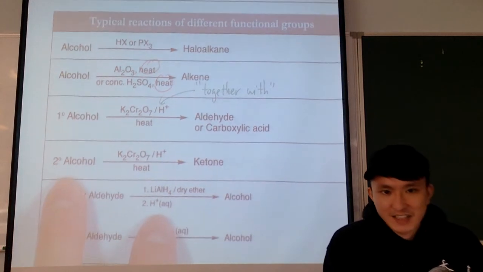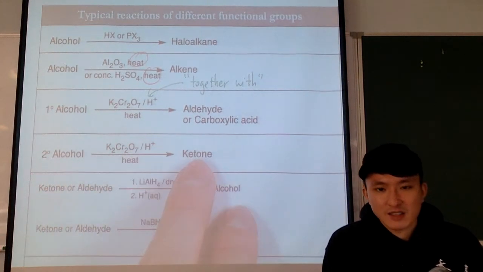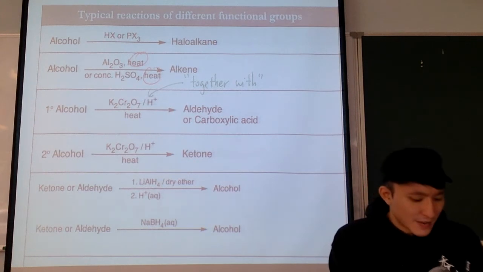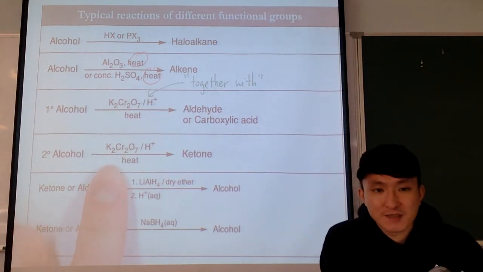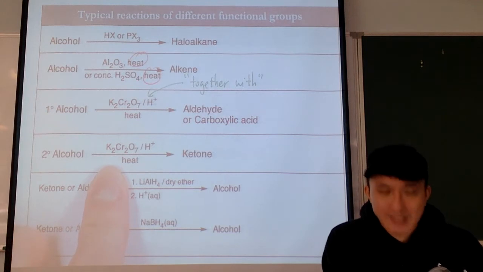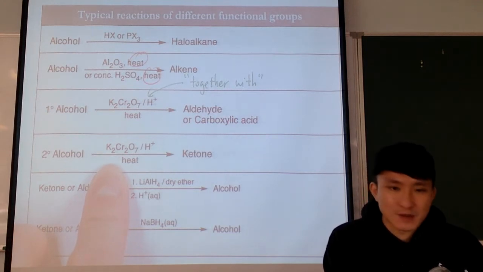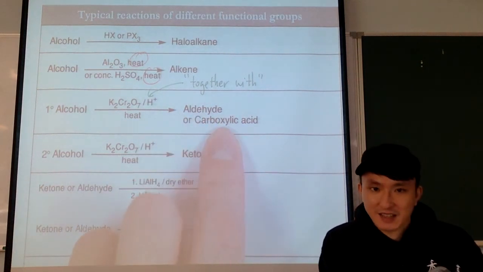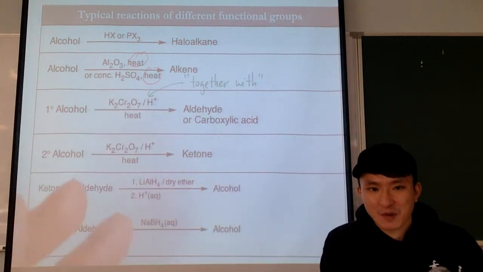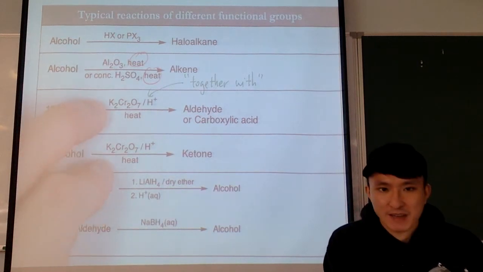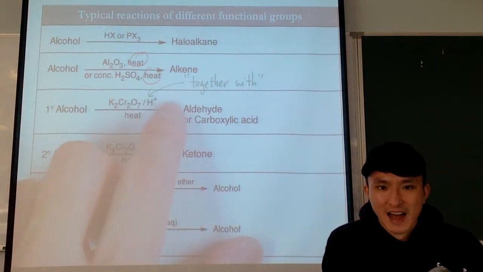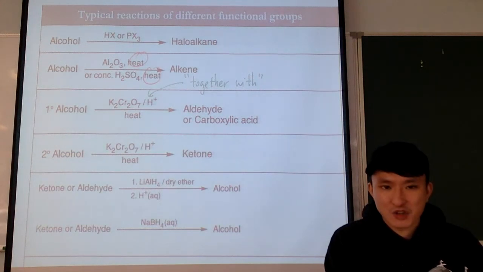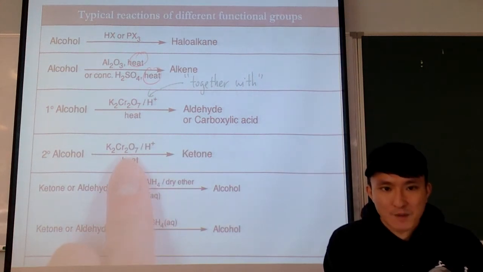Now, the secondary alcohol can also undergo oxidation, but this time it forms ketone. Now, you may ask, hey sir, can we use potassium permanganate? Yes, we can. But if you use potassium permanganate, you cannot get aldehyde. You can only get carboxylic acid. So that's why in this guide, we would suggest you use potassium dichromate, because you can produce aldehyde as well as carboxylic acid. So I would recommend you use potassium dichromate as well.